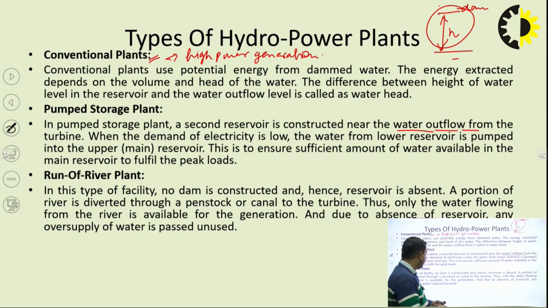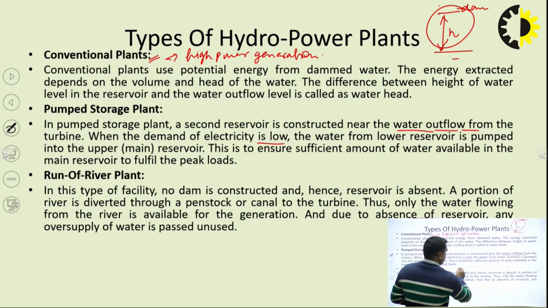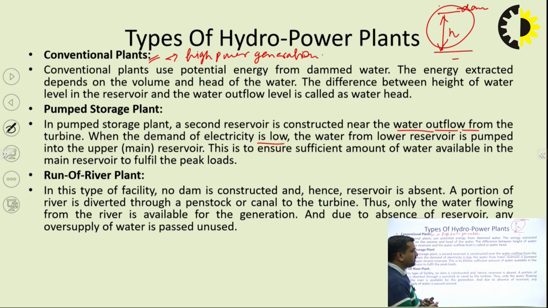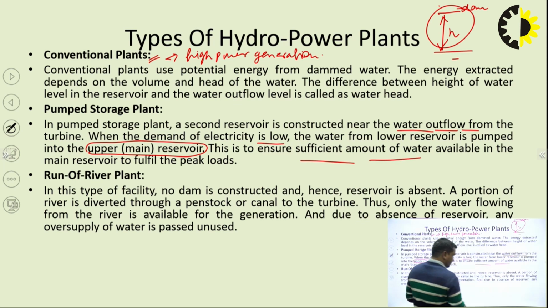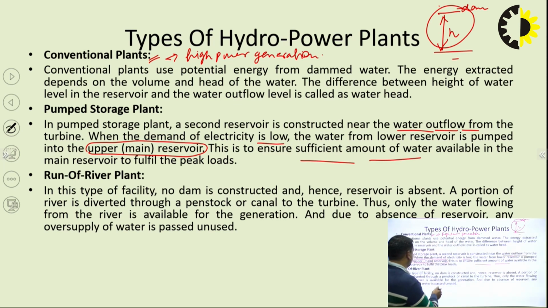So in a pumped storage plant, a second reservoir is constructed near the water outflow from the turbine. When the demand for electricity is low, the water from the lower reservoir is pumped into the upper main reservoir. Why are we doing this? This is to ensure sufficient water is available in the main reservoir to fulfill the peak load demand.